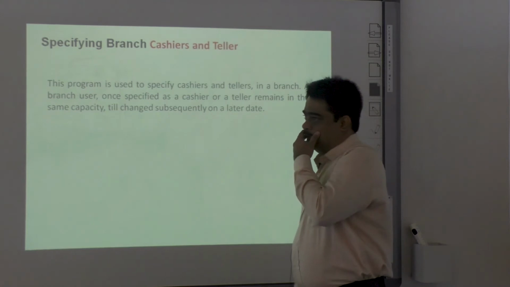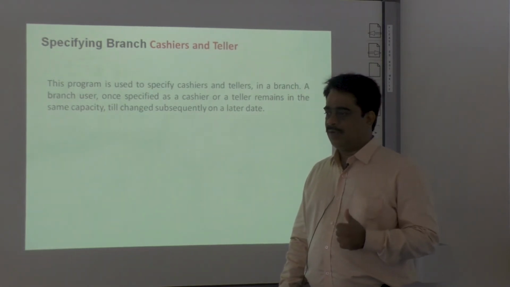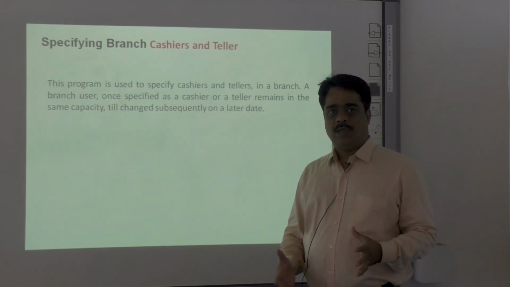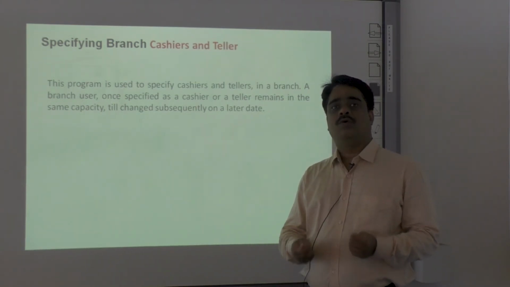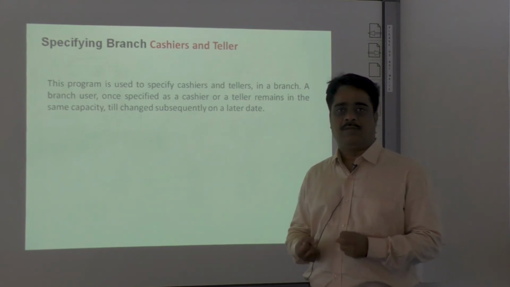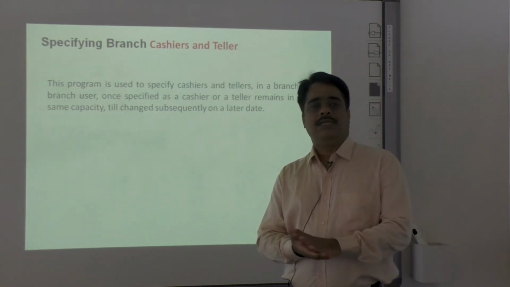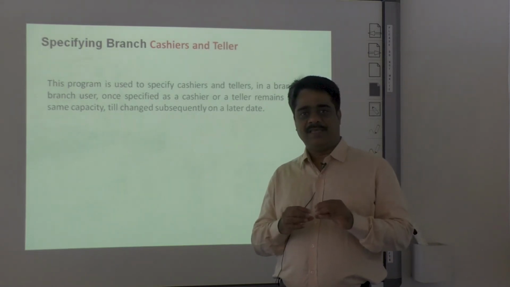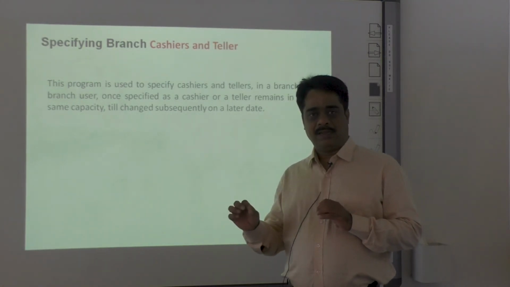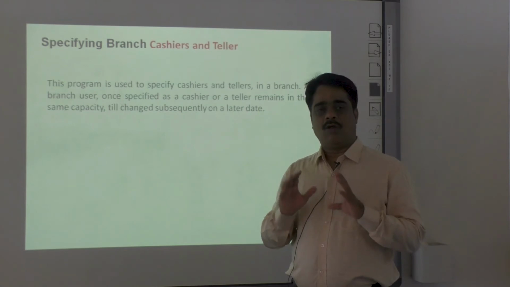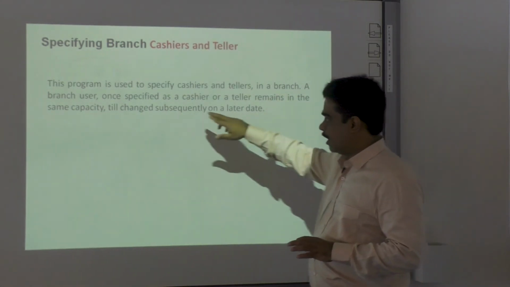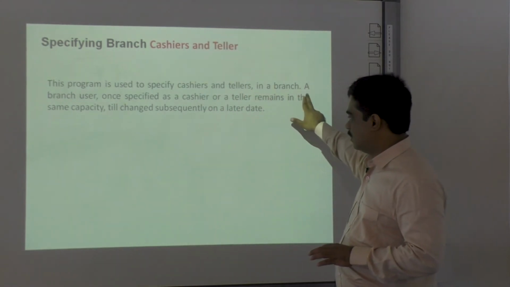So, the initial activity of that particular branch for the cash operation will be to specify who are all going to be the cashiers for this particular branch, and who are all going to be the tellers for this particular branch. So, I will specify the cashiers and tellers, who is the chief cashier, all those I will specify for that particular branch. This program is used to specify cashiers and tellers in a branch.